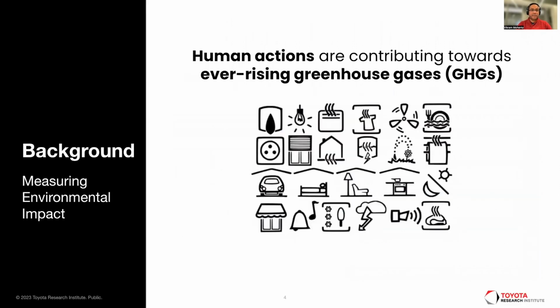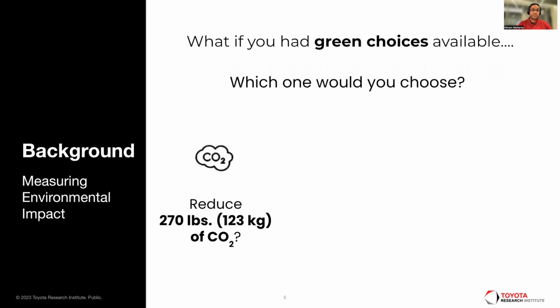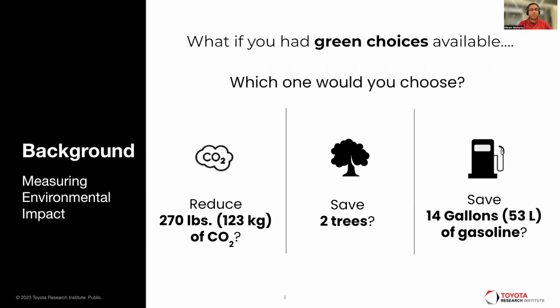As we all know, everyday activities ranging from using electrical appliances to riding vehicles contribute towards rising carbon emissions. But what if there was a way to measure environmental impact and you had green choices available? Which one would you choose? An action that reduces 270 pounds of carbon dioxide, an action that saves 2 trees, or one that saves 14 gallons of gasoline? Well, that's what we're going to find out in this paper.